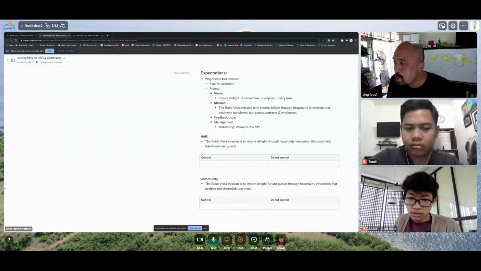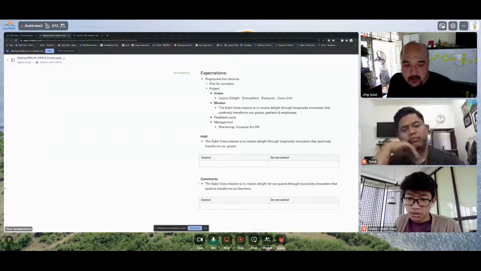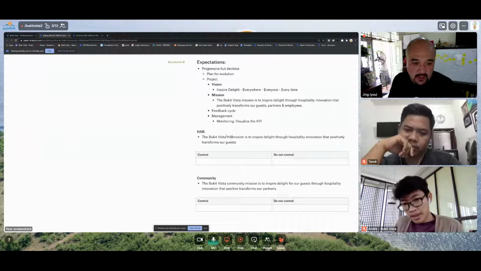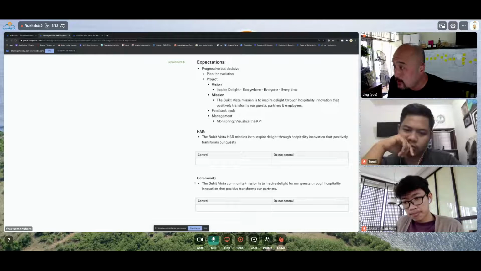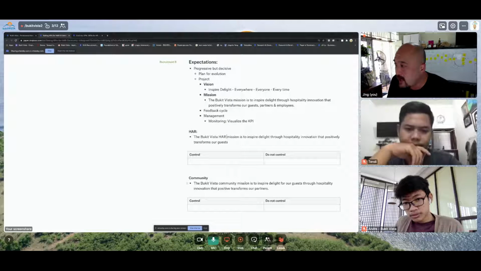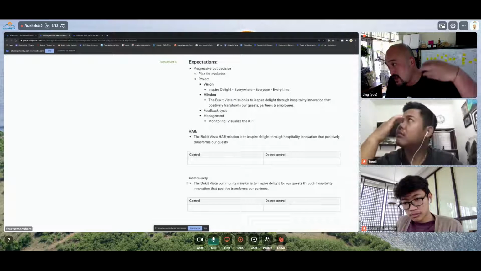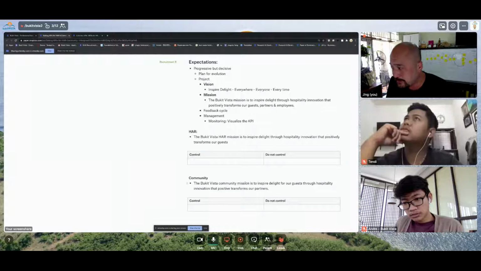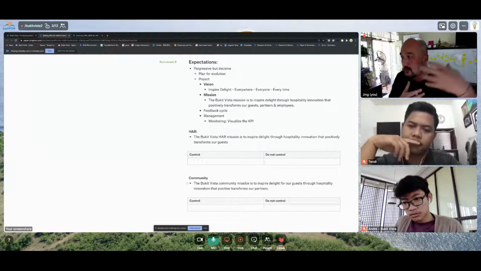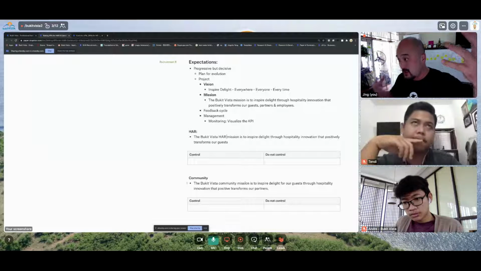How about that? The Bukit Vista community mission is we inspire guests through our partners. Our partners need to be part of that equation. We inspire that through hospitality innovation that positively transforms partners. So we do something in innovation to hospitality. This gets our partners to become better, and this gets our guests to be more delighted.